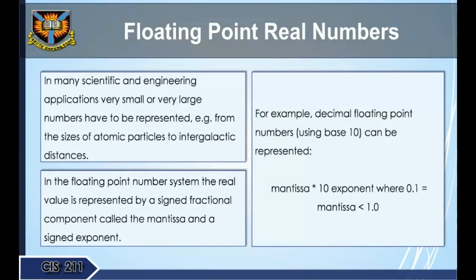Floating point real numbers. In many scientific and engineering applications, very small or very large numbers have to be represented, e.g., from the sizes of atomic particles to intergalactic distances. In the floating point number system, the real value is represented by a signed fractional component called the mantissa and a signed exponent. For example, decimal floating point numbers using base 10 can be represented as mantissa * 10^exponent, where 0.1 is less than or equal to mantissa, which is less than 1.0.